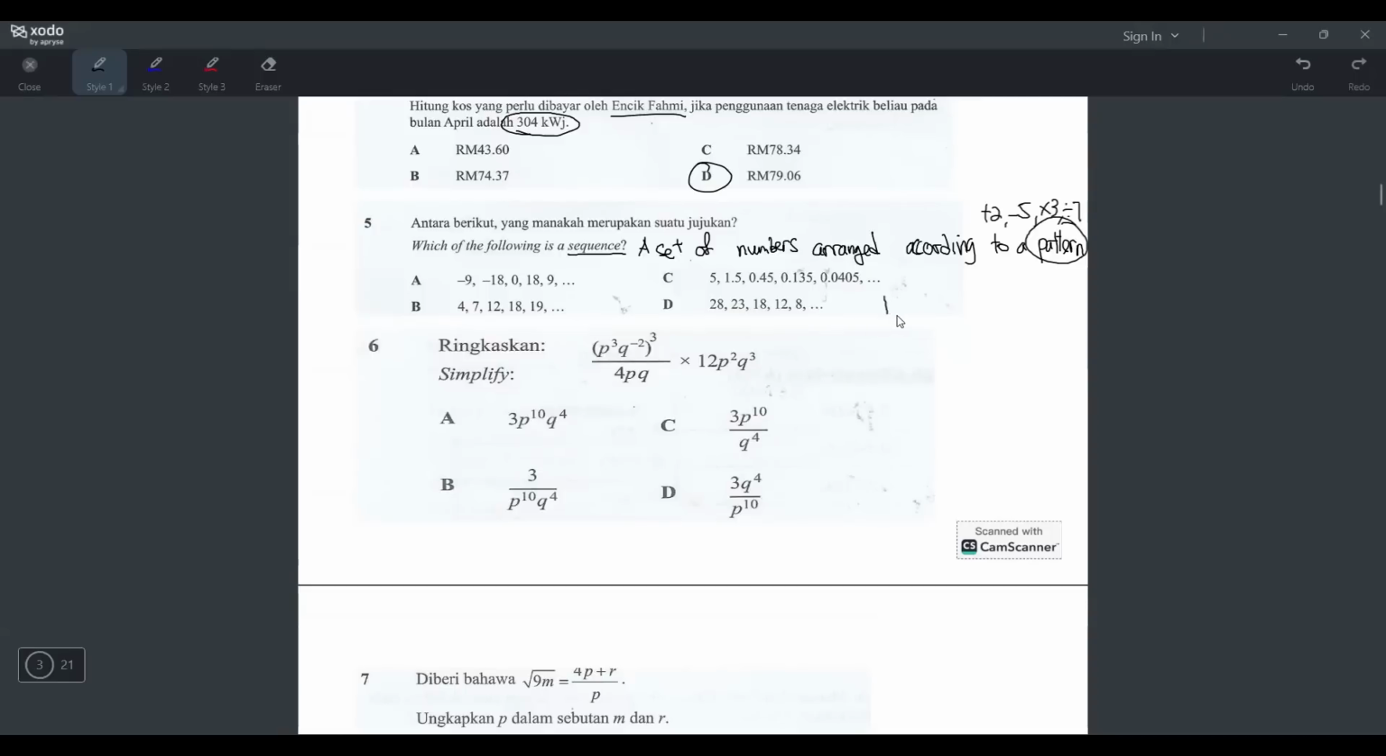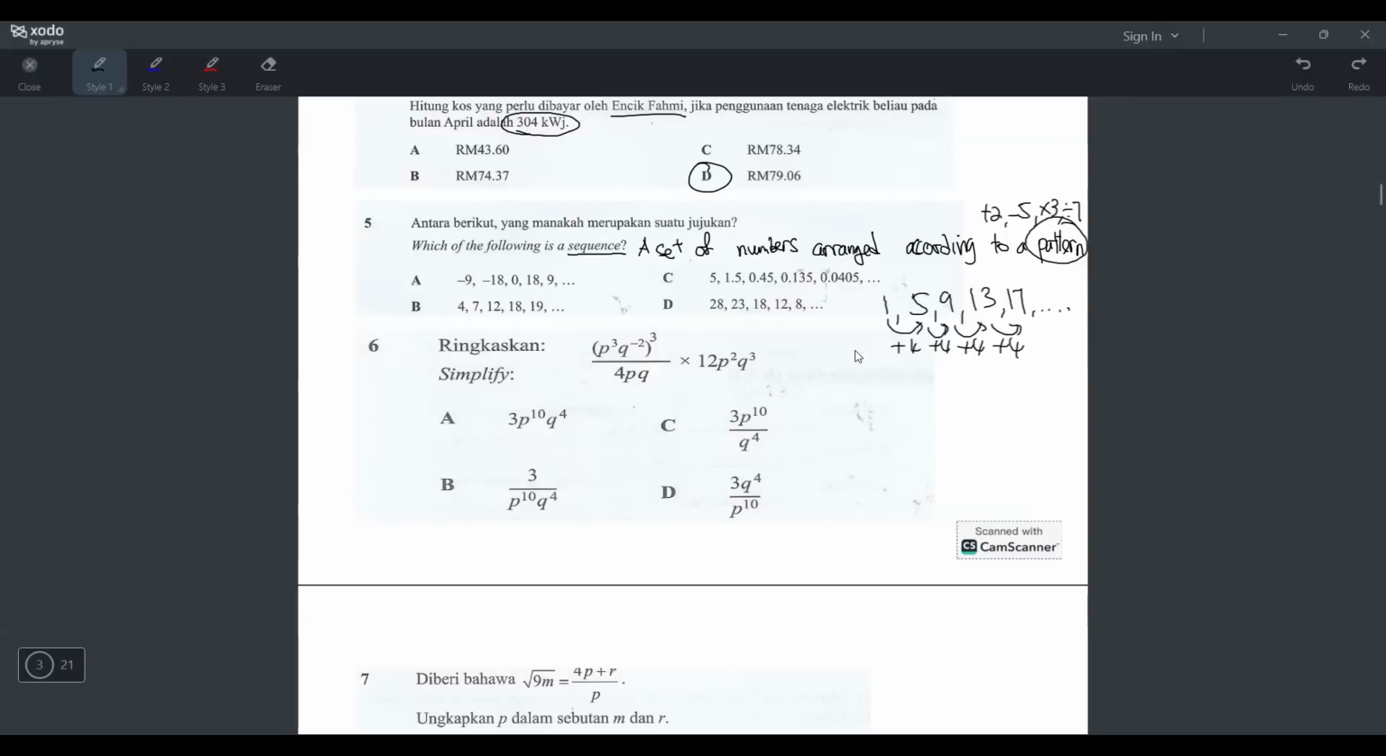Okay, so let me give you an example. Let's say I give you 1, 5, 9, 13, 17, and so on. So you can see this is a sequence. Why? Because this is a set of numbers arranged according to a pattern. And what's the pattern? +4, +4, +4, +4. So this is a sequence, and the pattern of the sequence is +4. But it's not always +4, it can be minus, right? But if it's -5, then all the way have to -5. If it's ×3, all the way have to ×3. Dia tak boleh +1 and then +2 and then +3 and then +4 and then +5, tak boleh.